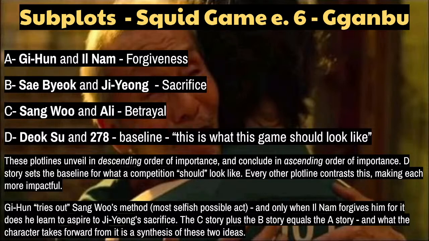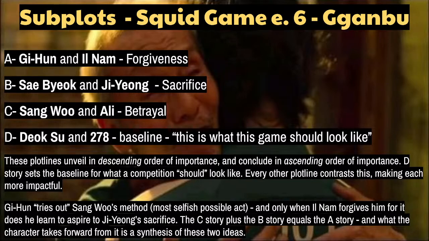So the D story, remember we're unfolding them one at a time. We set up Gi-hun and Il-nam, Se-byuk and Jeong, Sang-woo and Ali, Doksu and 278. They're all left to figure out, oh god, what do I do now? Is there a way I can not kill my partner? Is there a way that we can both win the game? What happens if we tie? But ultimately, they're forced to make up a marble game and play it against each other. So the D story is sort of setting the baseline for what the competition should look like.